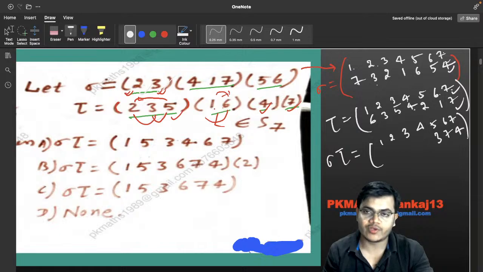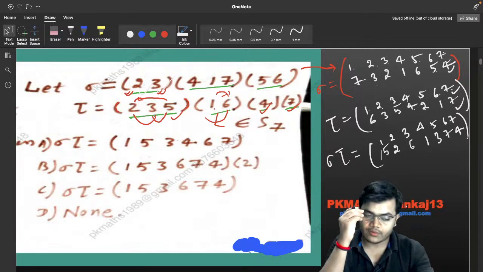In tau 4 is going to 4 and in sigma 4 is going to 1. So finally this 4 will go to 1. Again 3 is going to 5 and 5 is going to 6. So finally 3 will go to 6. 2 is going to 3 and 3 is going to 2. So finally 2 will go where? Certainly at 2. And 1 is going to 6 and 6 is going to 5. So finally 1 will go at 5.